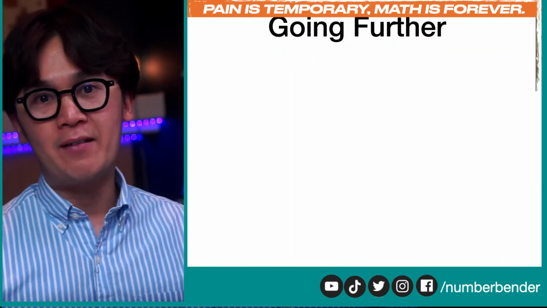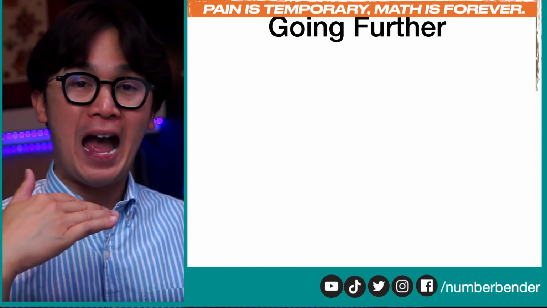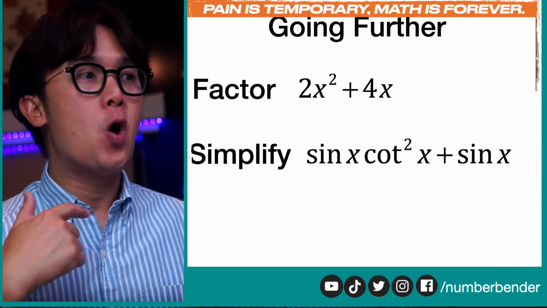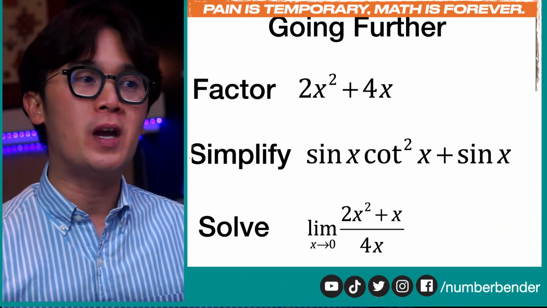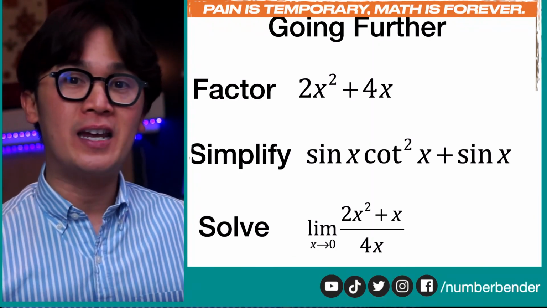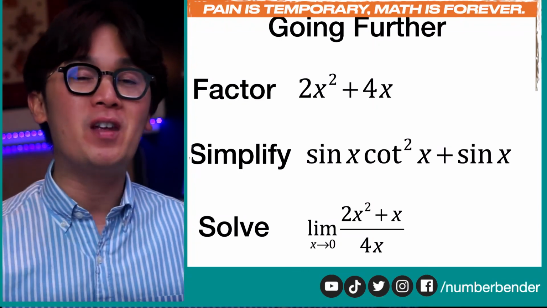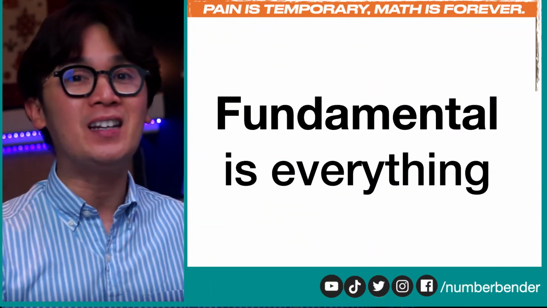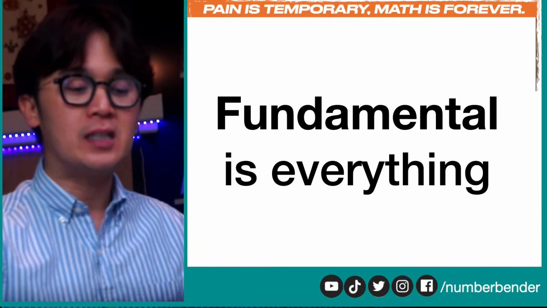So going further, as I've mentioned, the technique that I have shown you in today's video is going to help you in your algebra skill, because if you see problems like this, 2x squared plus 4x in algebra, or simplifying sine x cotangent squared x plus sine x, or finding the limit of 2x squared plus 4x all over 4x, all of these problems in calculus and trigonometry and in algebra would require you prime factorization and simplifying fractions, just like what we did in our previous example. Because in mathematics, fundamental is everything, and that is what we're working on in our lesson for today.